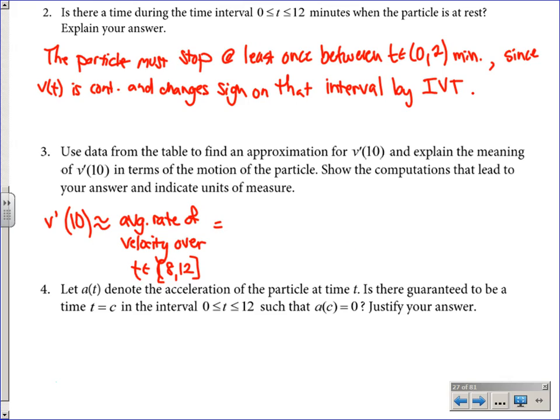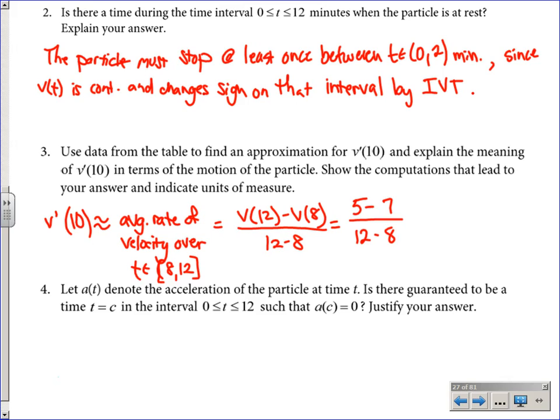I have my little approximate sign because it's not going to be exact. But we can do v of 12 minus v of 8, all over 12 minus 8. You guys have your table in front of you. What is v of 12? 5. What is v of 8? 7? I'm not going to get this wrong. I'm not going to simplify that, even though I should be able to do that, but that's okay.